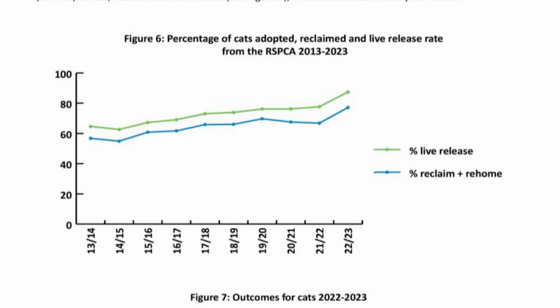The LRR is the percentage of cats who were rehomed, reclaimed by their owner, or transferred to a rescue group or other non-RSPCA facility as a percentage of the total number of cats received, not including those currently in care or categorized as other, for the 2022-23 financial year. The 2022-23 live release rate for cats and kittens was 87.37%.